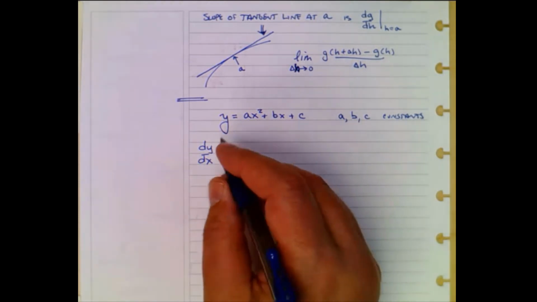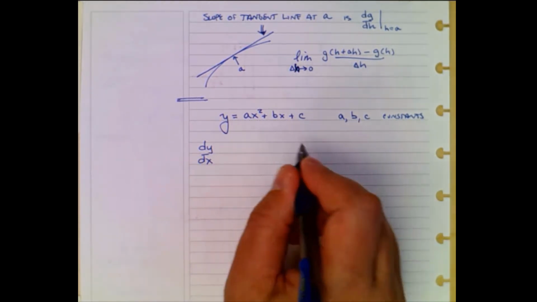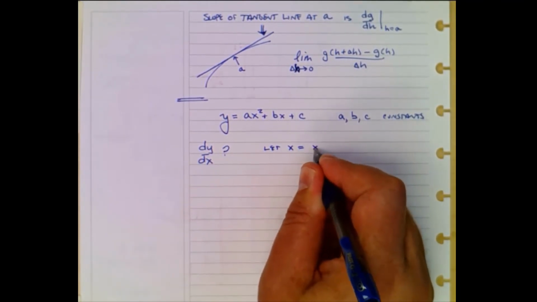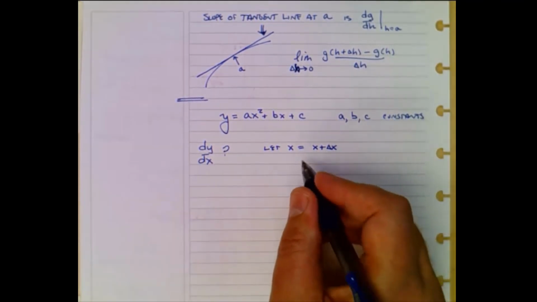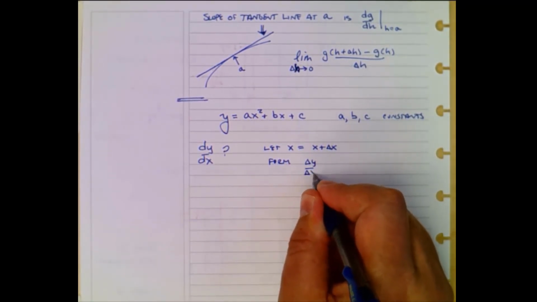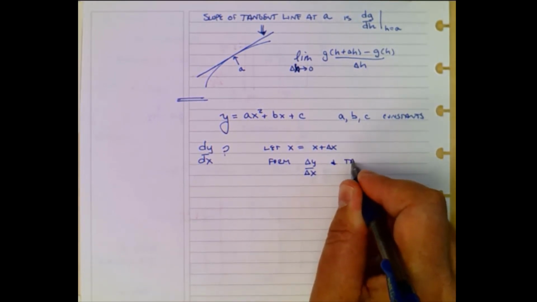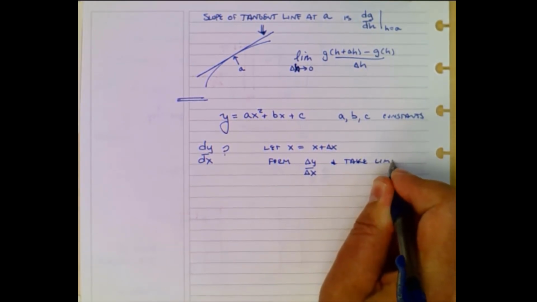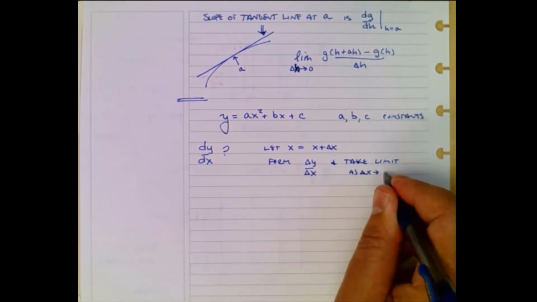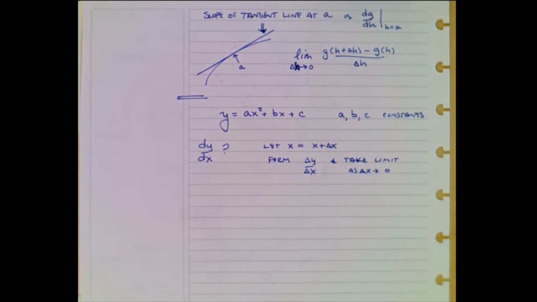Well, we can let x be equal to x plus delta x, and then form delta y divided by delta x, and take the limit as delta x goes to 0. That's what our task is going to be. And we're going to do this explicitly just to illustrate the method.